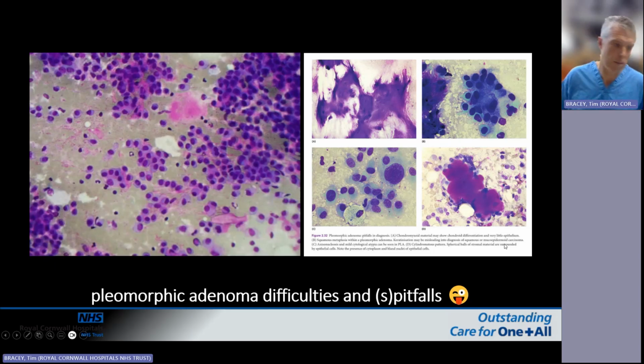You can have some sort of chondroid differentiation. You can have areas that look a bit mucinous like this. Some of the epithelial and myoepithelial cells can almost have the appearance of keratinization, which can be concerning. It's pretty common to have large pleomorphic nuclei like this. It can be a marker of malignancy occurring in a pleomorphic adenoma, but you also get anisonucleosis, which is benign. And then sometimes you get these spherical balls of stromal material, which are non-fibrillary and remind you of other lesions which are more significant, and we'll move on to those.